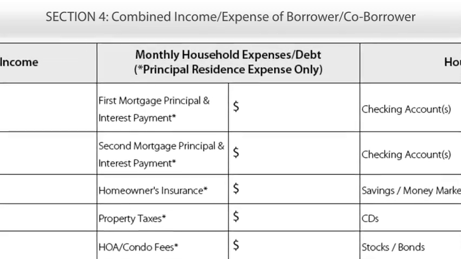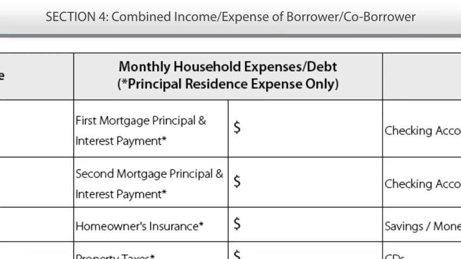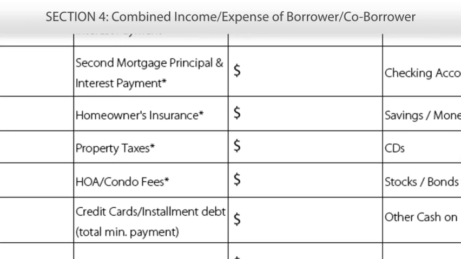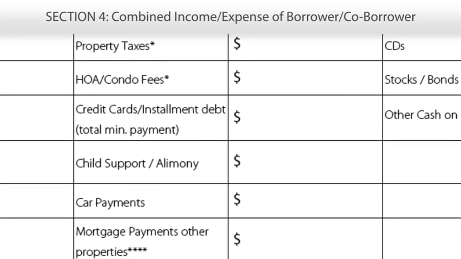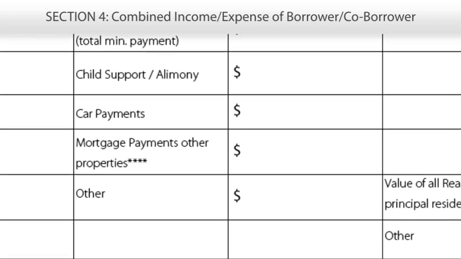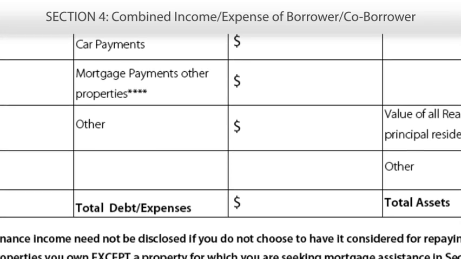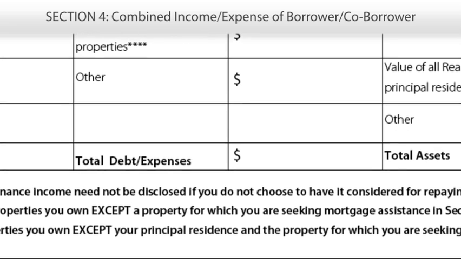The next column requests information regarding your monthly household expenses and debt. Again, be thorough, and if you need help with the details of your mortgage payments, refer to your most recent mortgage statement or contact your servicer to find out the amounts for things like insurance, taxes, and HOA fees. It is important to note that items detailed with an asterisk are designated for the principal residence expenses only.